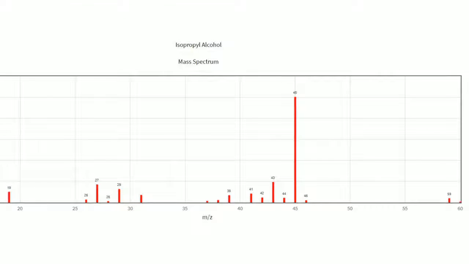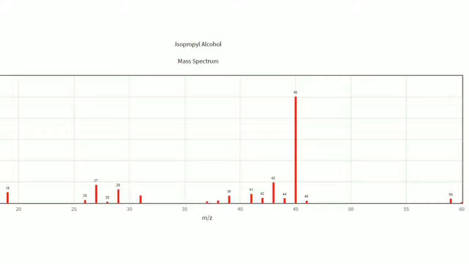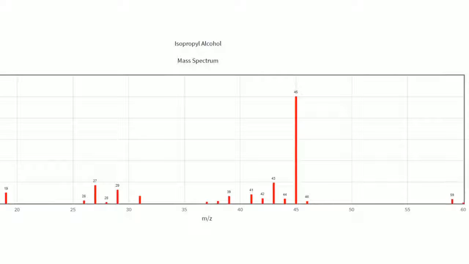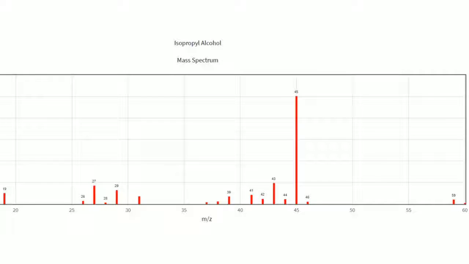Additionally, a mass spectrum of isopropyl alcohol, or C3H8O, accessed from a database from the National Institute of Standards and Technology, has a nearly identical mass spectrum to the mass spectrum we were given, supporting the idea that the molecular formula of our given molecule is C3H8O.